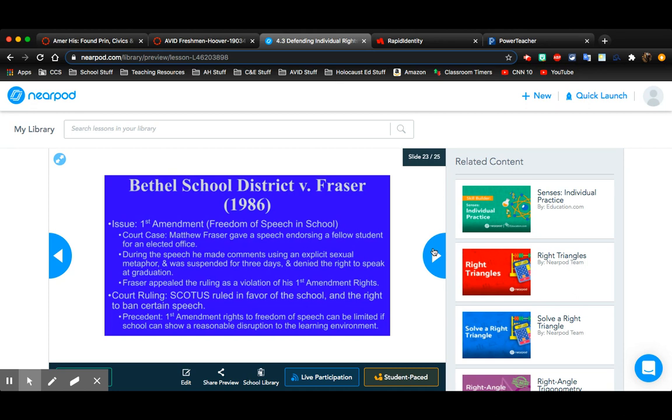The school said that, or sorry, not the school. The Supreme Court said that the school is in the right here. They can ban certain speech if it's showing a reasonable disruption to the learning environment. So similar to Tinker v. Des Moines. However, this time the Supreme Court ruled on the side of the school.